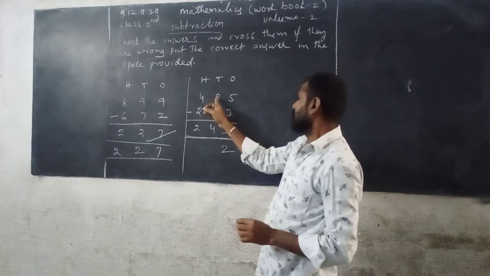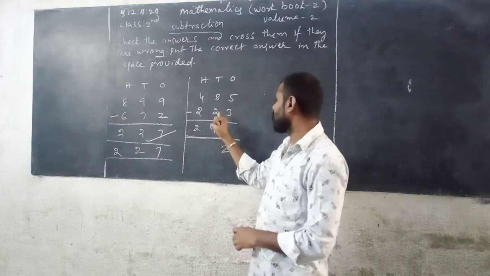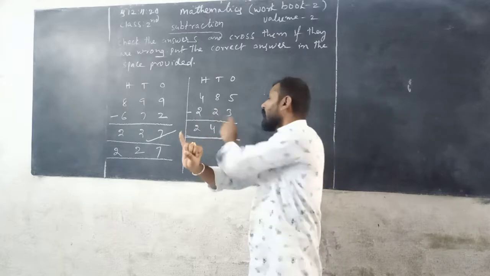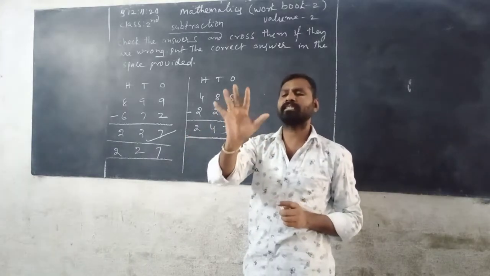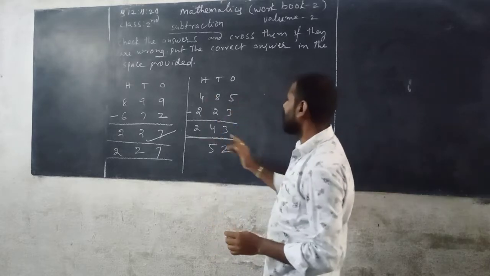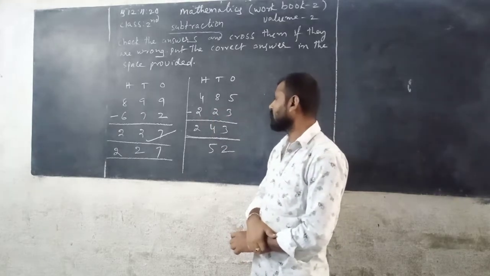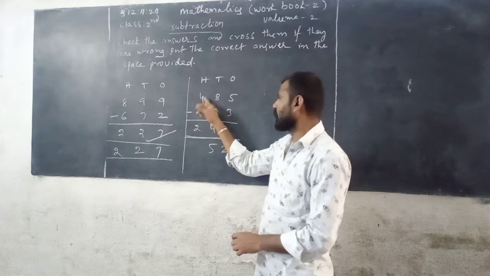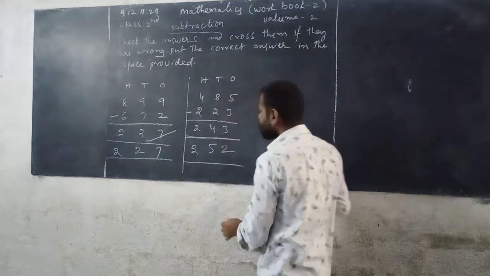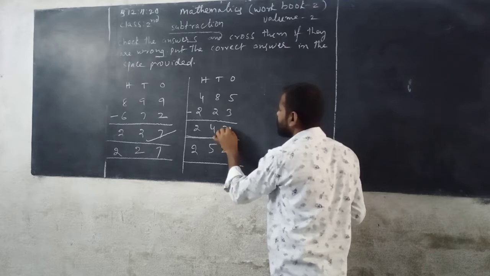Next, 8 minus 2, you can get 6. You can count 2 after to reach 8: 2 after 3, 4, 5, 6, 7, 8. So you can get 5. Write it down in the tens column. Now next, 4 minus 2. You can count 2 after to reach 4: 2 after 3, 4, so 2. So the actual answer is 252, but here 243 is given, so it is wrong. Then cross it.